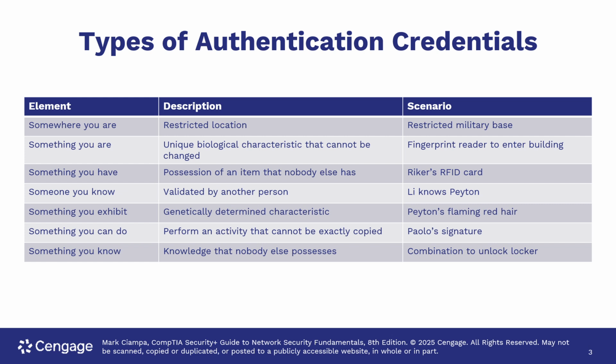This again is something, somewhere you are, something you are, something you have, something you know, something you exhibit, something you can do, and someone you know. That's different than something you know. In someone you know, that's validated by another person. Something you know is knowledge that nobody else possesses, like what's your mother's maiden name, or what is your first pet, things like that.